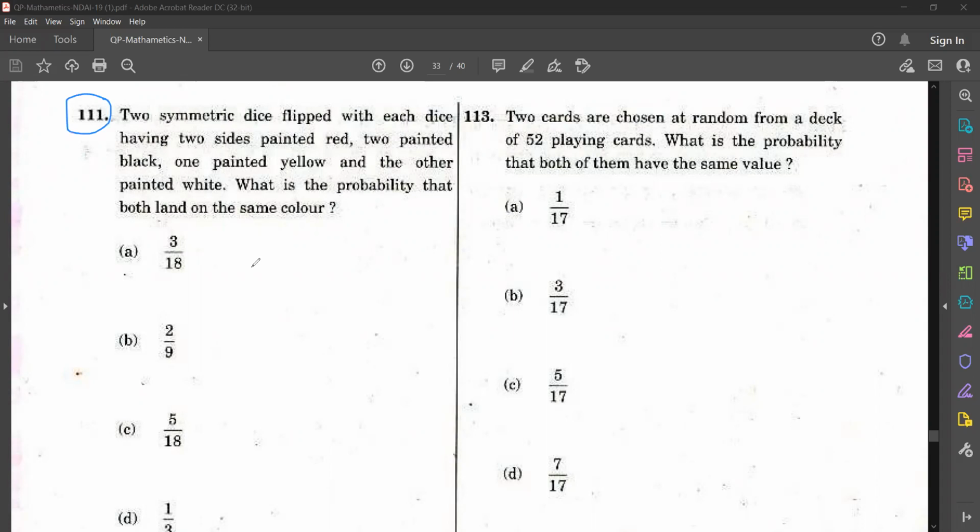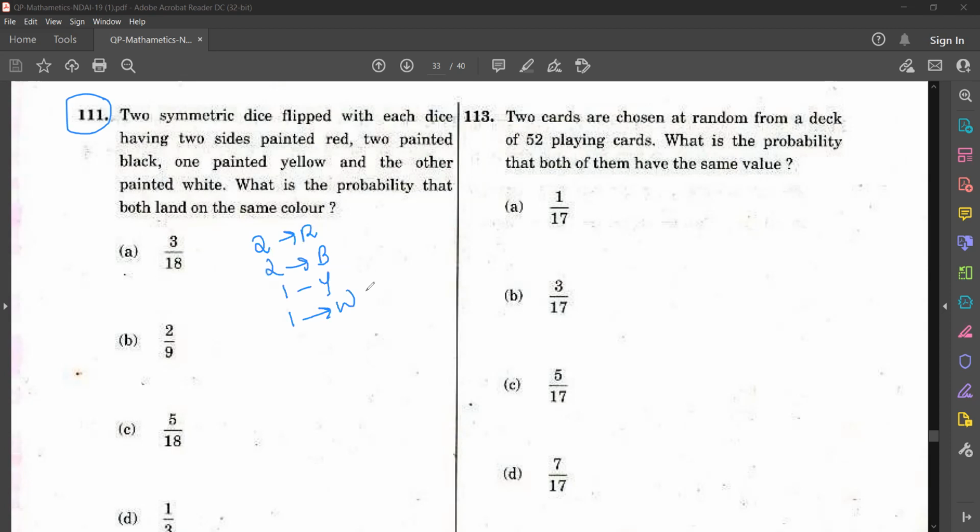So you have two symmetric dice flipped. Okay, you are throwing two dice. Flipping means you are throwing two dice. Now each die has two sides painted red, two sides painted black, one painted yellow, one painted white. That means we have six faces for a die, and each face is painted in different colors.